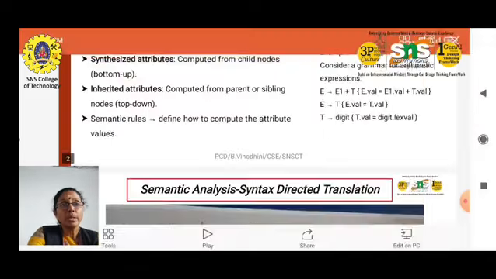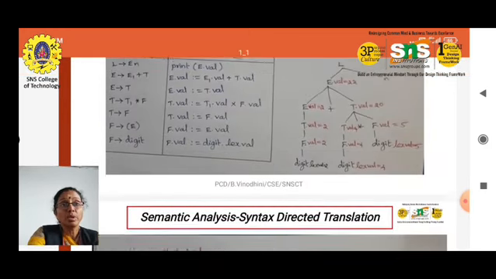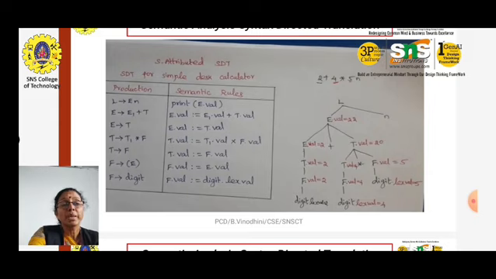In this video, I explained how a synthesized attribute is evaluated for a given input. In the evaluation, first the parse tree is generated based upon the semantic rules. After constructing the parse tree, the values are substituted, and finally the result is computed.